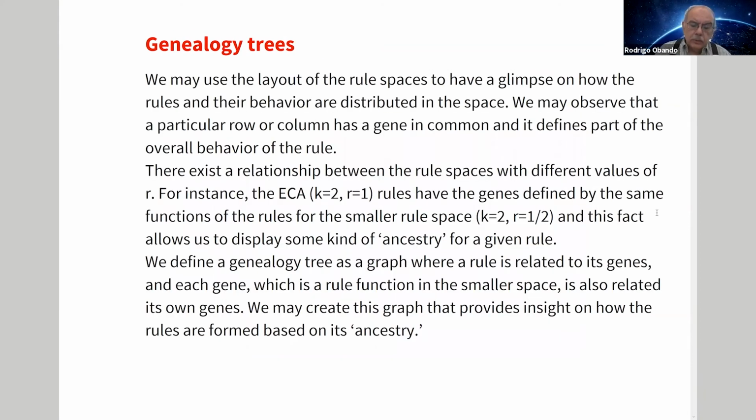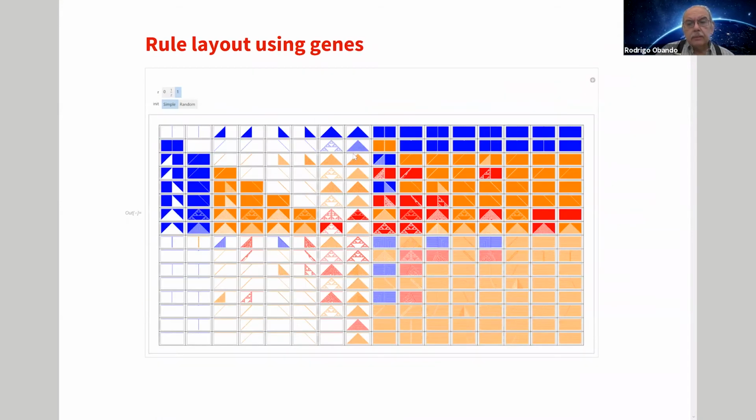So anyway, this idea of genes also allowed us to look at this in a different way. Even though the layout of the rule spaces will give us a glimpse of how the rules and the behavior are distributed in the space, we may also observe, if we go back in here, for instance, look at this. You have the Sierpinski right here, so this gene has certain particular aspects for that. The same thing with this one. Look at this, they all grow this way. So this gene over here definitely has a variance in how it behaves.